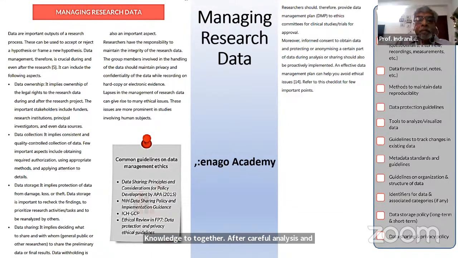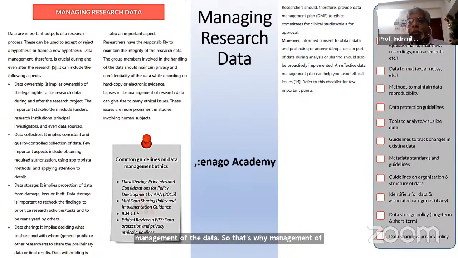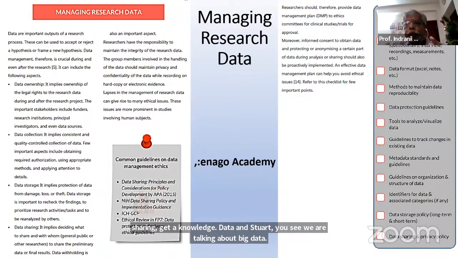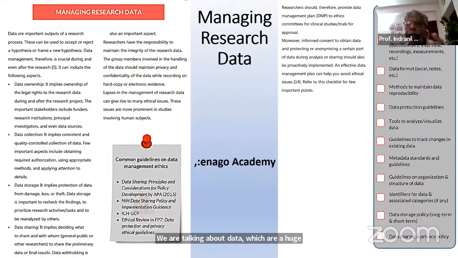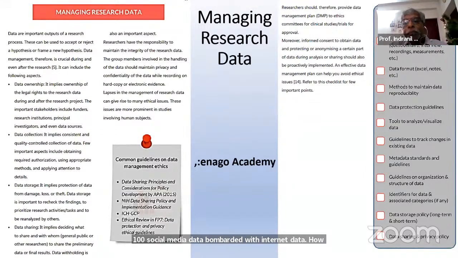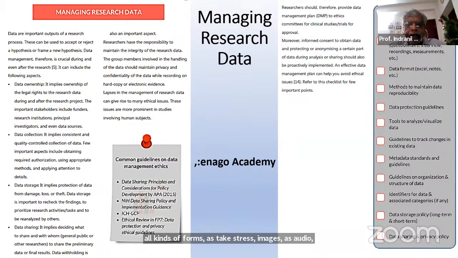So that's why management of data is becoming more and more important. Data sharing, data knowledge, and today you see we are talking about big data. We are talking about data of huge volume, data which comes in so many varieties, data which comes in at huge speed. You are bombarded with data, bombarded with social media data, internet data, mobile data, and so on. And data comes in all kinds of forms, as text, as images, as audio, everything. Even as we speak, we are continuously generating data.